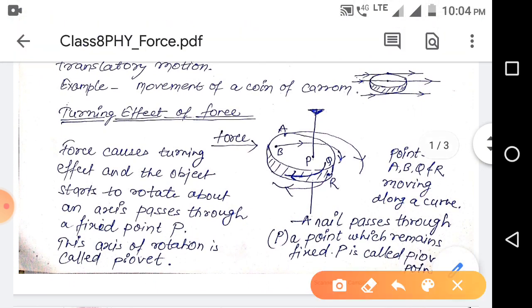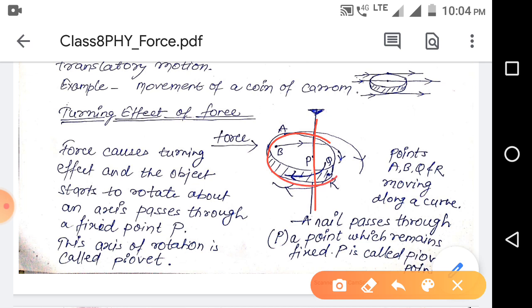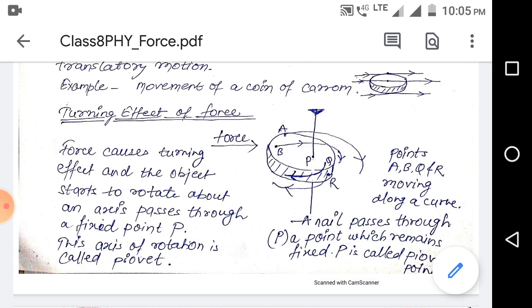So here this object is in translatory motion, we are considering this coin which is free to move. Now suppose the coin is fixed by a nail. This nail is inserted here at the point P, you can see. Now if such a condition is there and a force is applied, then this force causes a turning effect.